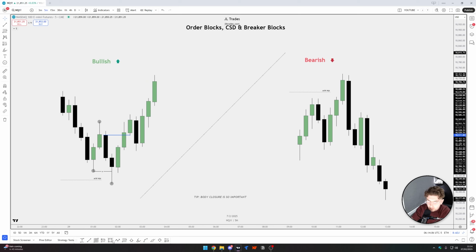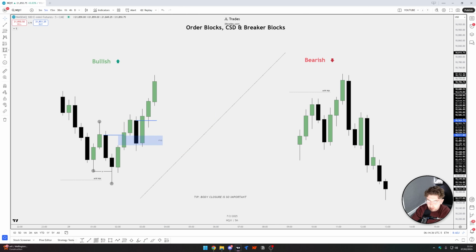We then have here a fair value gap that we tap into. And then what happens? We get body closure above the down closed candle that tapped into it. So this candle signifies this as a supporting order block, and you could then place an order here with your stop at the low and target 2R, for example.